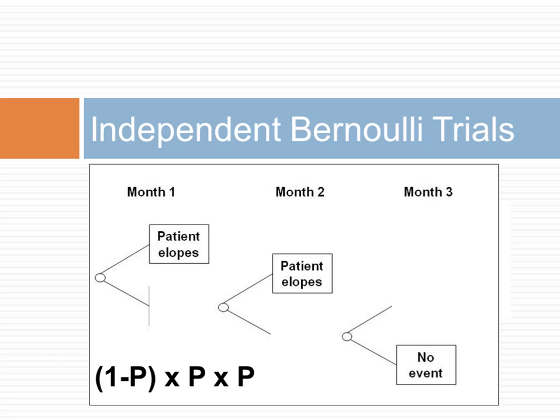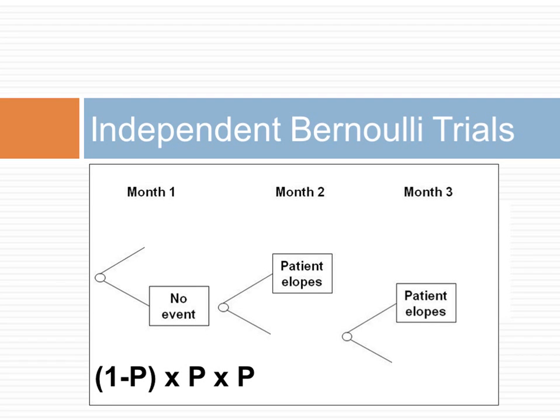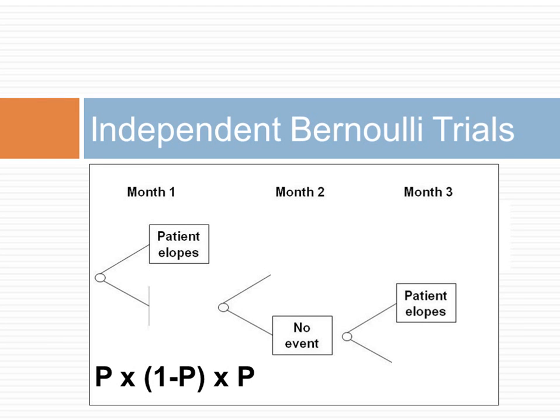The probability of elopement can also be used to calculate the probability of exactly 2 patients eloping in the first 2 months, and this is p squared times 1 minus p again. The probability of exactly 2 patients eloping in the last 2 months is given as 1 minus p times p squared. The probability of 2 patients eloping in the first and last month is given again as p squared times 1 minus p.